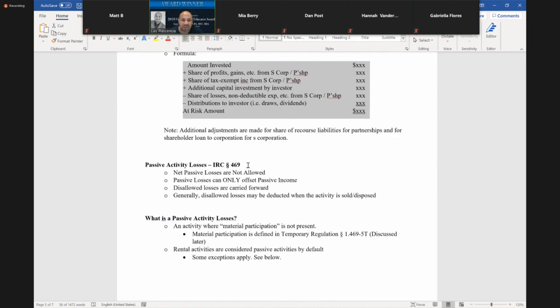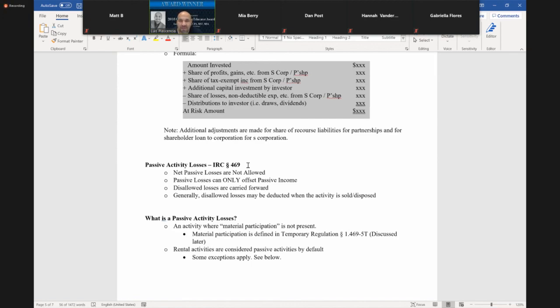Section 469 does not allow any net passive losses. Passive losses can only offset passive income. So if I have passive income from one partnership and passive loss from another partnership, they can offset. Any disallowed losses are carried forward to the next year. Disallowed losses may be deducted when the activity is sold or when the person passes away. That's the only time you can deduct passive activity losses.